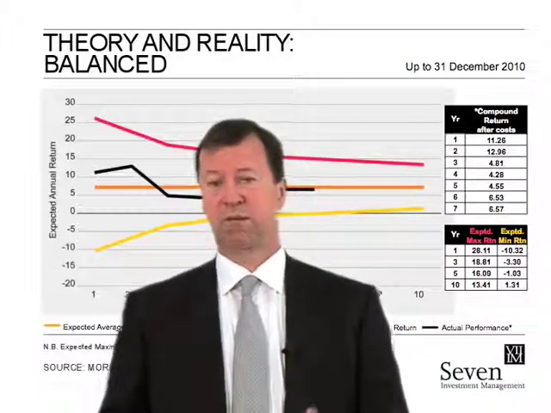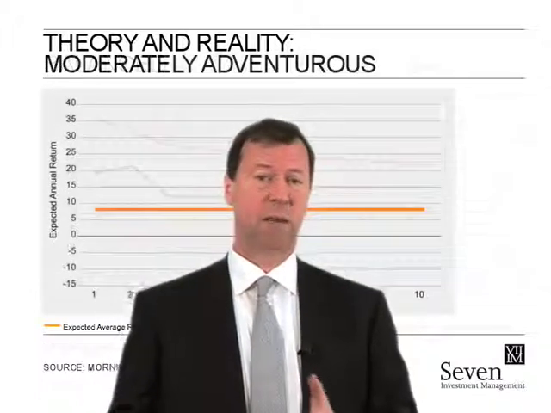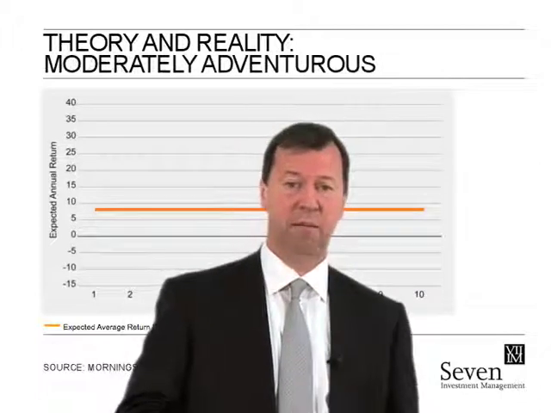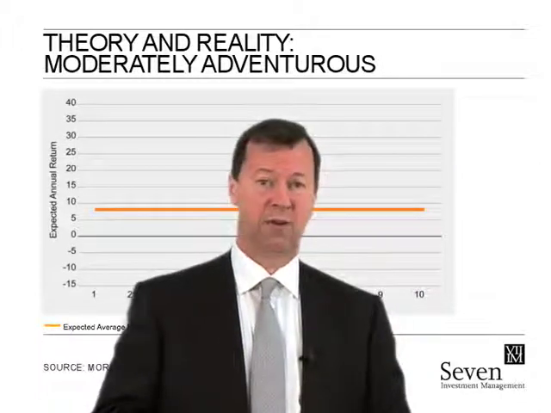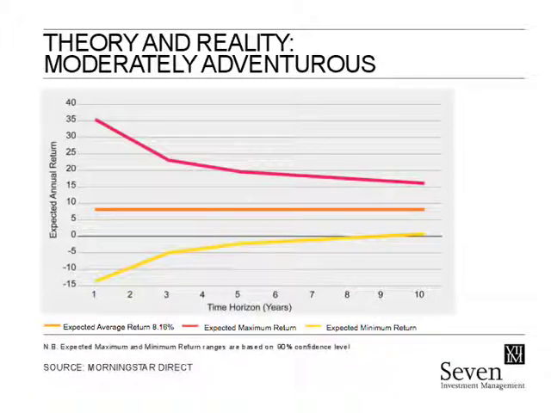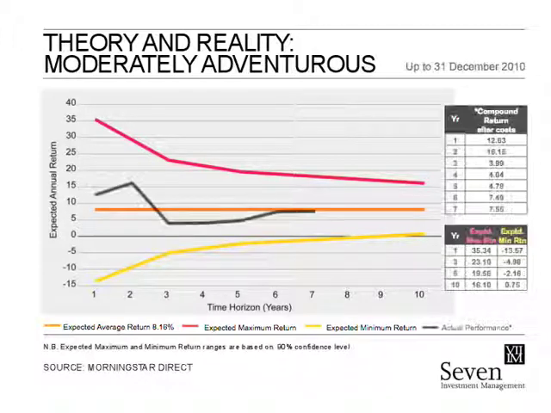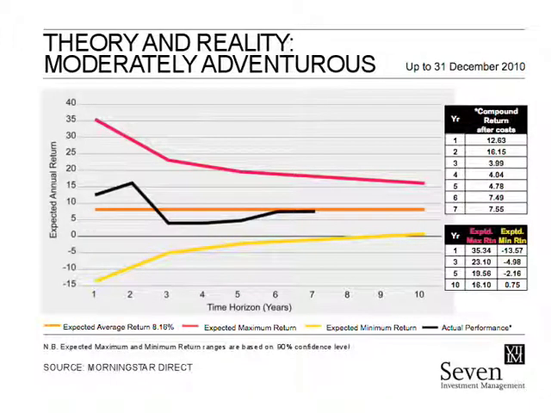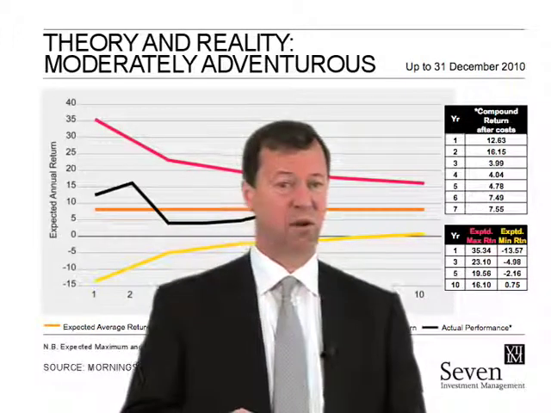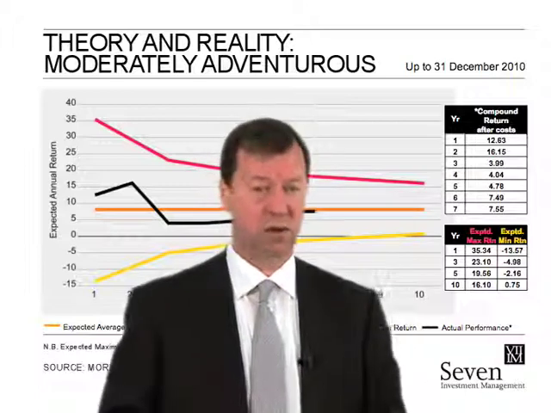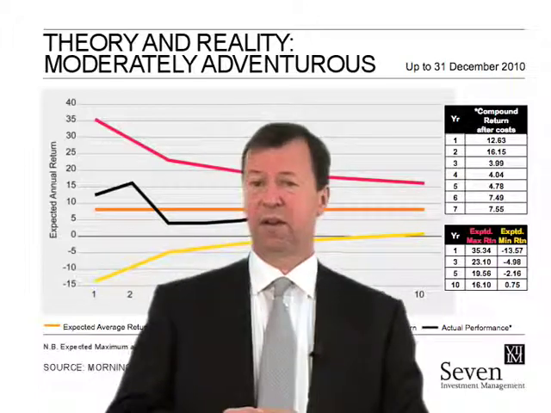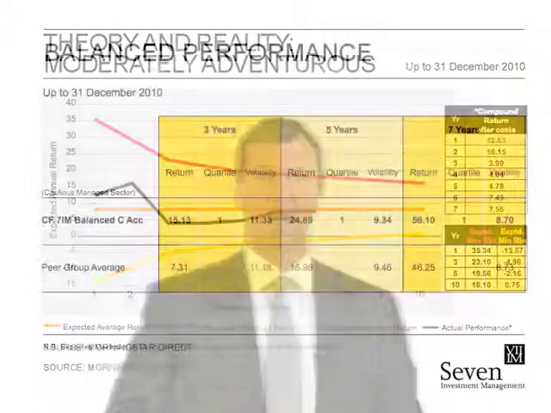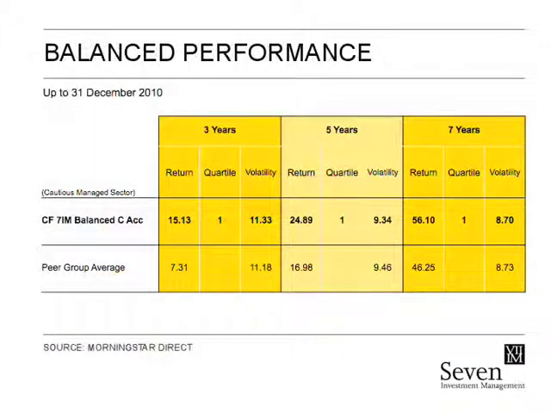The next higher risk level, moderately adventurous, which sits in the balanced managed sector of the IMA, has a graph that looks like this. And you can see again that the actual results are very close to the expected results over the course of time. The results here, instead of the 8.16, are 7.55, and again, the 7.55 is after fund cost, and the 8.16 ignores cost.